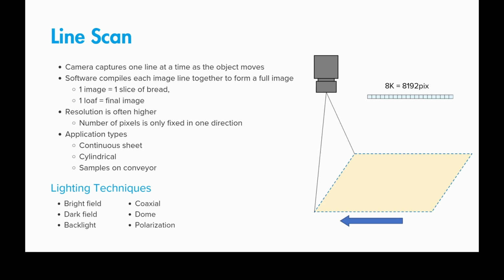Or you could still rotate the bottle and take continuous pictures with the area scan camera, but you're still resulting in the same 4 or 5 separate images, and you could still miss something. The last continuous application that you can do with line scan, you can do samples on a conveyor.